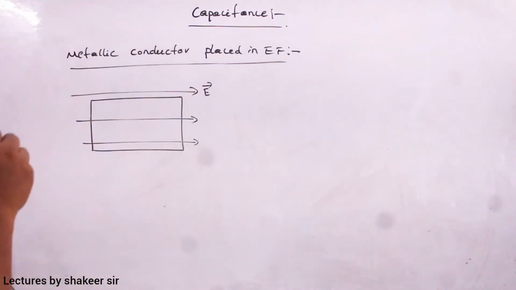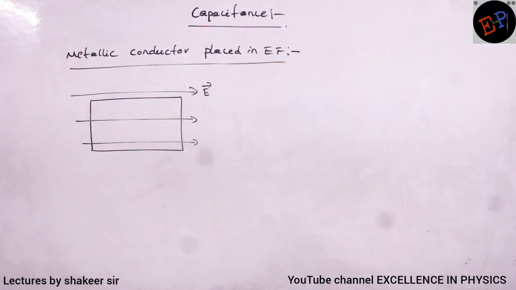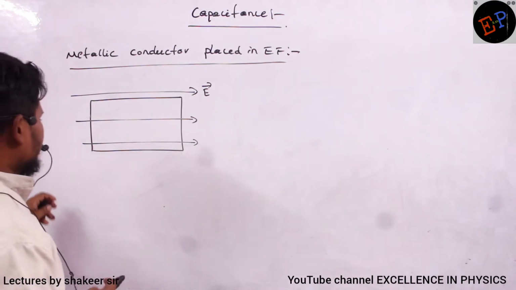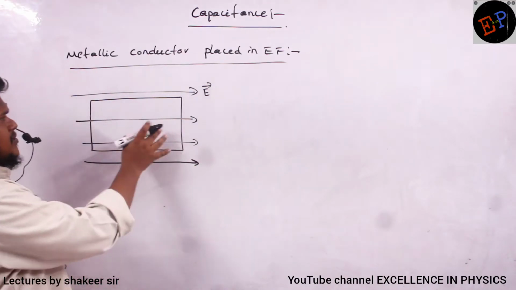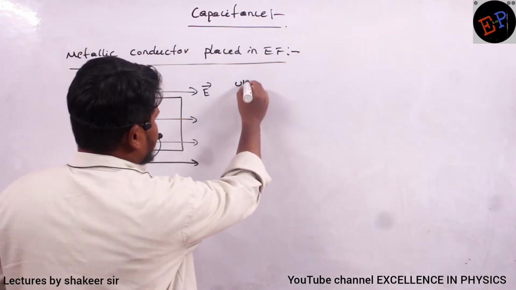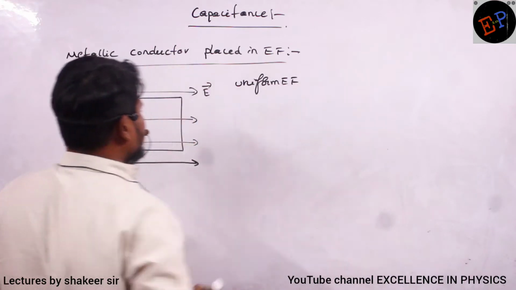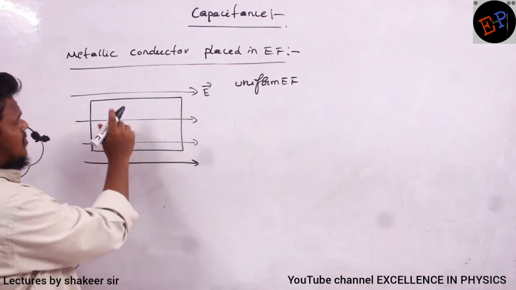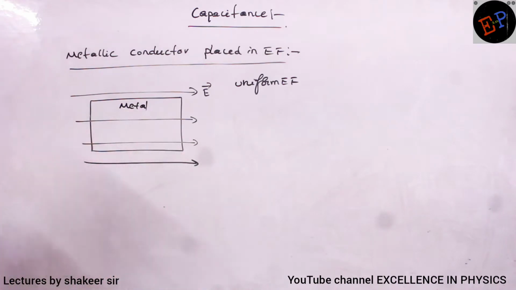Okay, so the next concept we are studying is capacitance. But before that, we will study what happens when a conductor is placed in an electric field. So this is an electric field, a uniform electric field, and this body is a conductor, or you can call it a metal. Any metal is a conductor only, no?